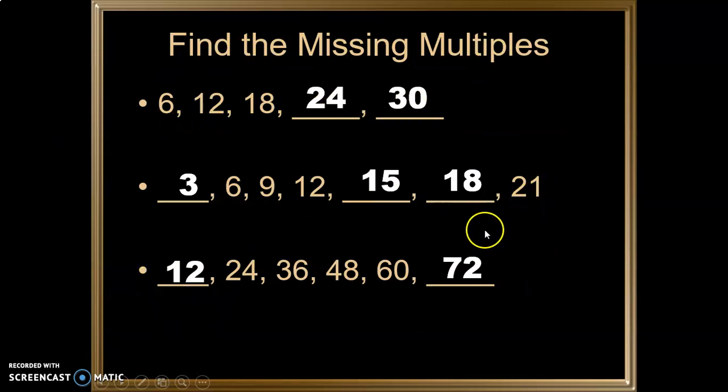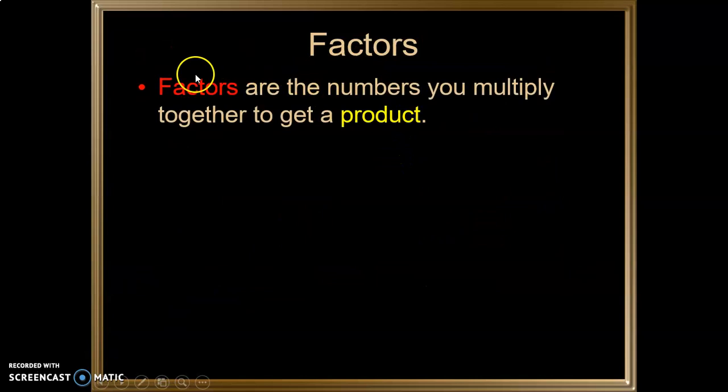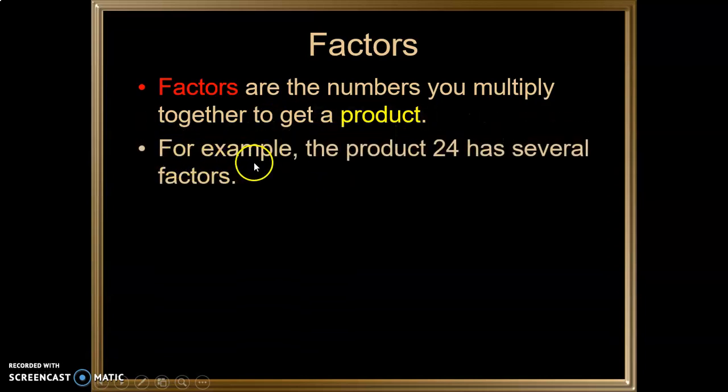Understand? So next, let's talk about factors. So what are the factors? Factors are the numbers you multiply together to get a product. Again, factors are the numbers you multiply together to get a product. For example, the product 24 has several factors, right?